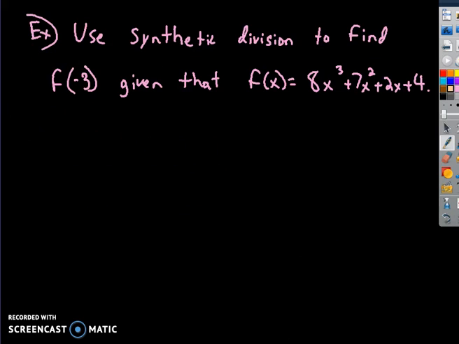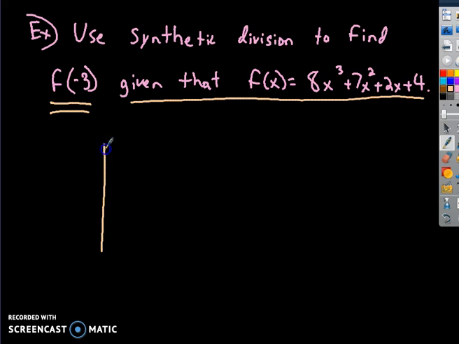Alright, so the direction says use synthetic division to find f of negative 3, given that f of x is this. So basically, if you're going to use synthetic division for it, you need the synthetic division brackets. And basically, out here is always a 0. We usually get the factor, and we switch the sign on it and make it negative, positive, whatever. But if this is already the 0, this is already the number, you don't change the sign on it, it's just negative 3.